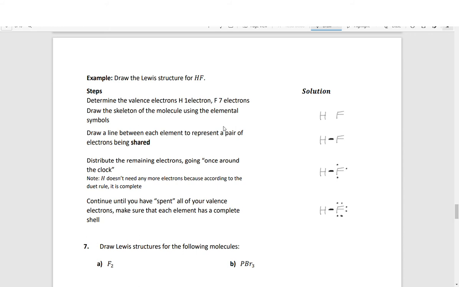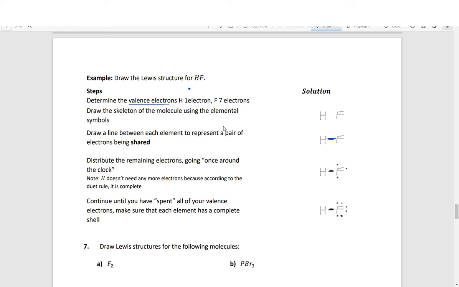So we're going to figure out how many valence electrons each one has. We can do that by taking a look at the periodic table, right? Hydrogen would be in that first column with 1 electron. You could also figure it out from the common ion formed. Fluorine has 7 valence electrons. And so we know that there's going to be a bond between these ones as they share those electrons.